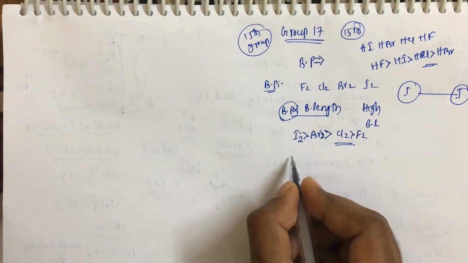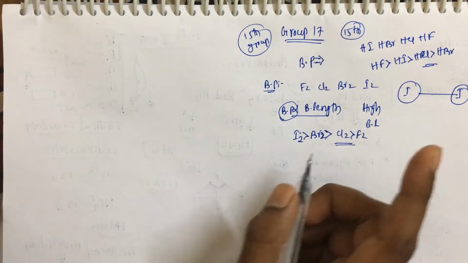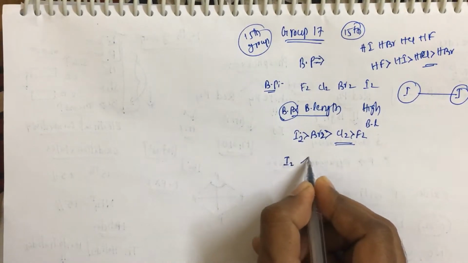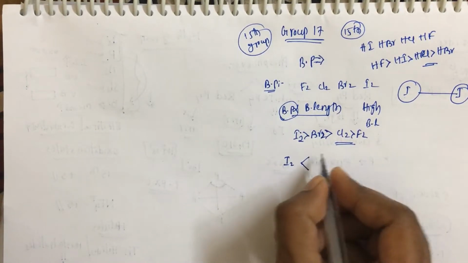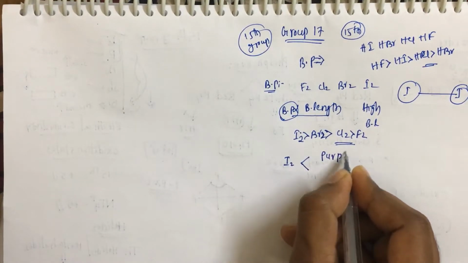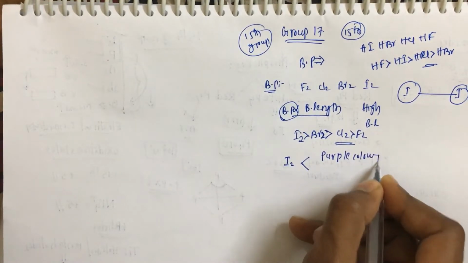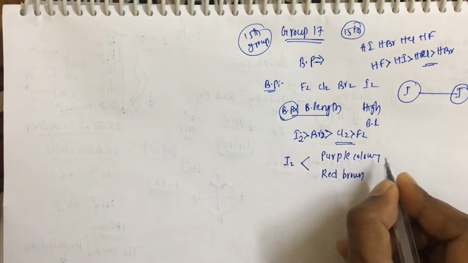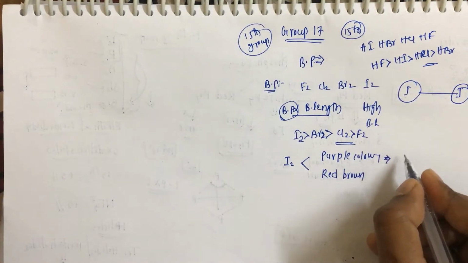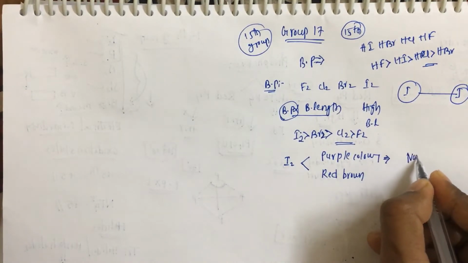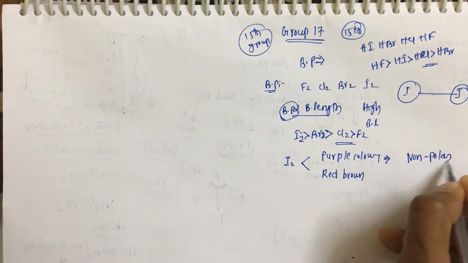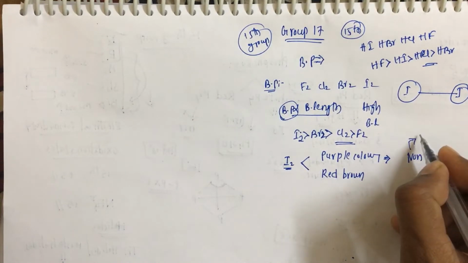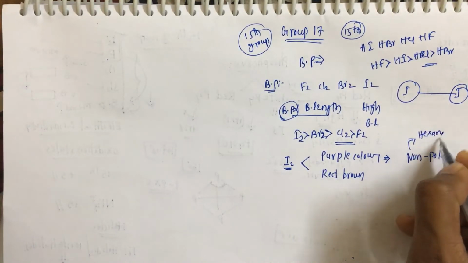And then another important thing in this chapter is I2. I2 shows two kinds of colors: purple color and also red brown color. It shows purple color in nonpolar solvents. When we dissolve I2 in a nonpolar solvent like hexane, it shows a purple color.